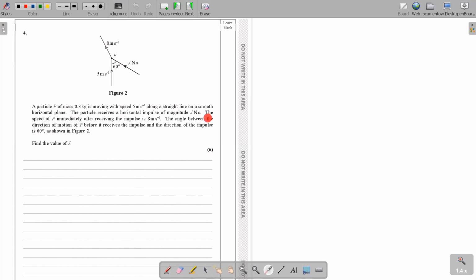So what happens? The speed of P immediately after receiving the impulse is 8. Can you see the diagram? This particle was traveling along this path. It got the impulse. Now it's moving in this slanted path. The angle between the direction of motion of P before it receives the impulse, that is this one, and the direction of the impulse is 60, as shown in the figure. Find the value of J. They are asking you to find the value of J.